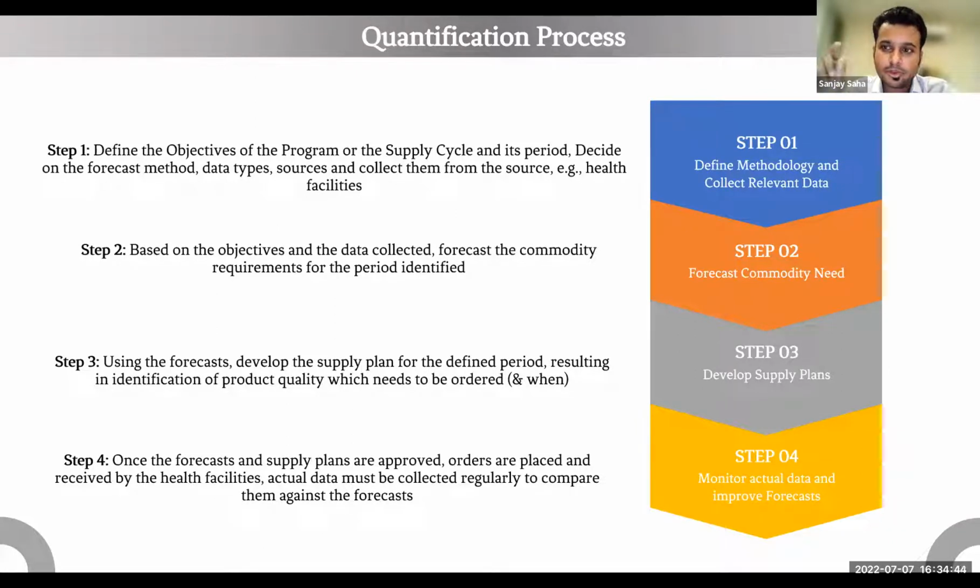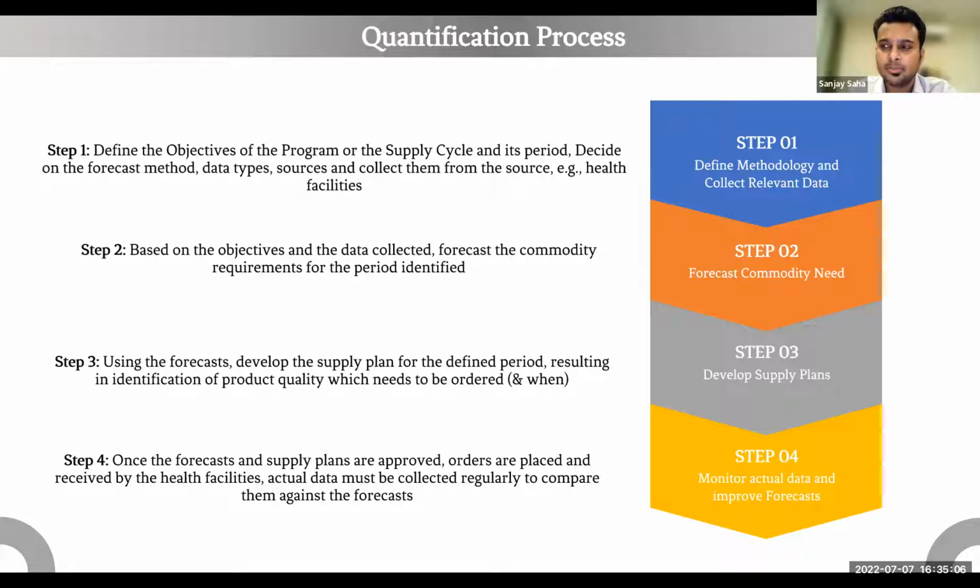Once you have developed your forecasts, you look at how much existing stock there is in the country, or at various levels wherever you're doing this, how much stock is in the pipeline, what kind of wastages and what kind of expiries you find historically in your system. Then you adjust your forecast based on those data.